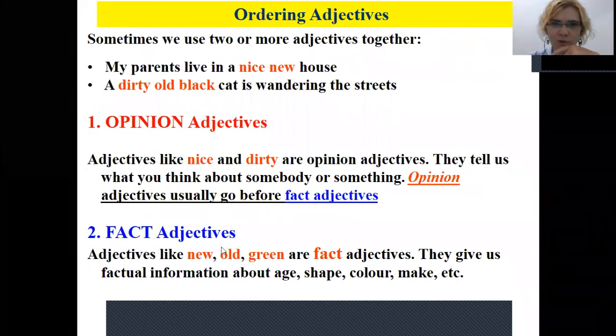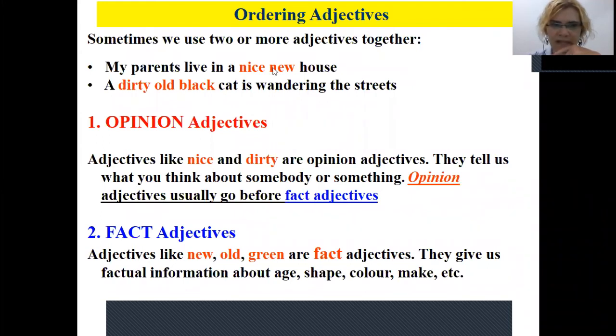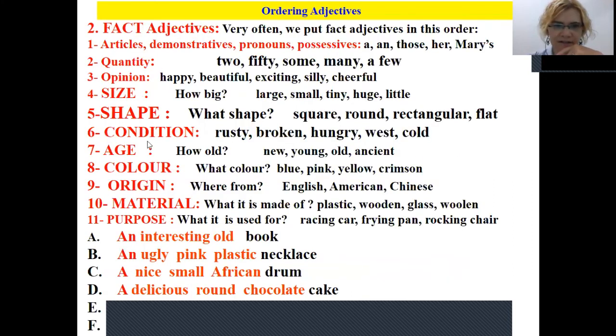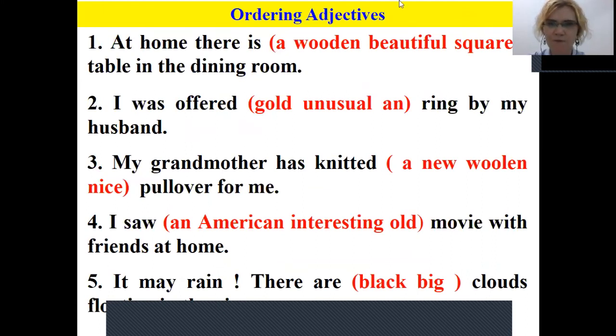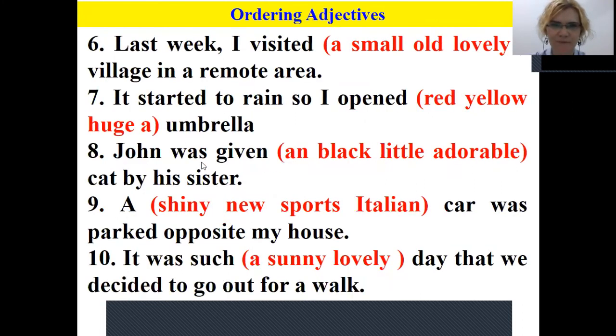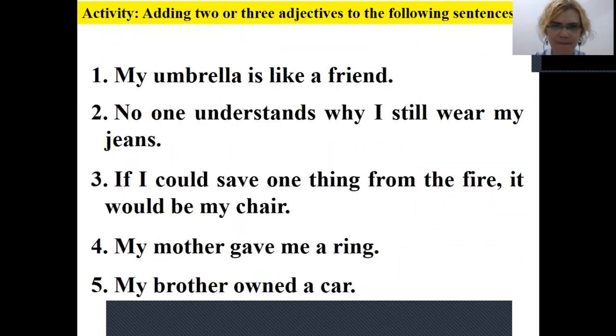Here it goes back to the ordering of the adjectives. Nice, new, dirty, old, black. So opinion, fact. Yeah. This is the list I gave in the summary for you, yeah? So if you're confused, you can go back here to look at it. So a wooden, beautiful square, a golden, unusual, a new woolen, yeah? So there is an order that you have to keep up. These are examples. Yeah?